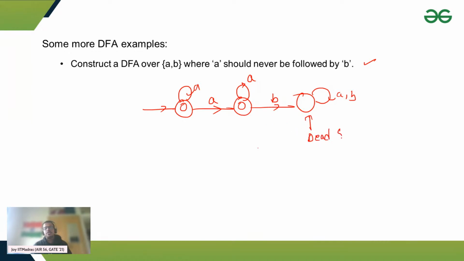It is a dead state, and I have written the self loop. In a dead state, obviously there is a self loop because we should not stop our execution. Whether we get A or B, we can guarantee that we will not go to the final state. We'll stay here.